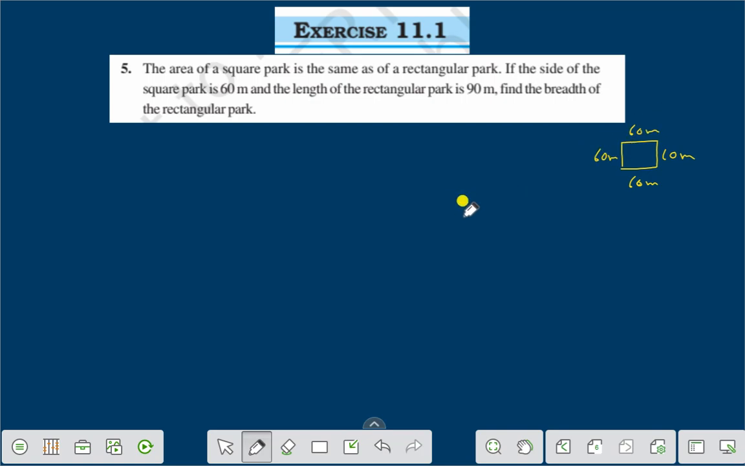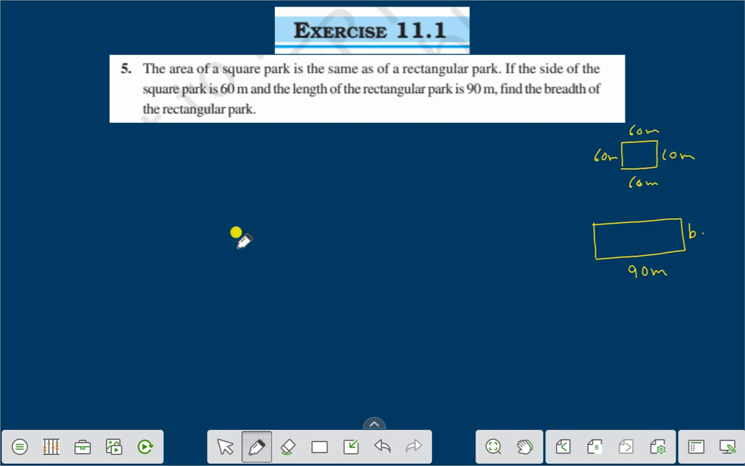And there is also a rectangular park, and the length of the rectangular park is 90 meter. Here it is 90 meter. Let the breadth of the rectangular park be B, right?